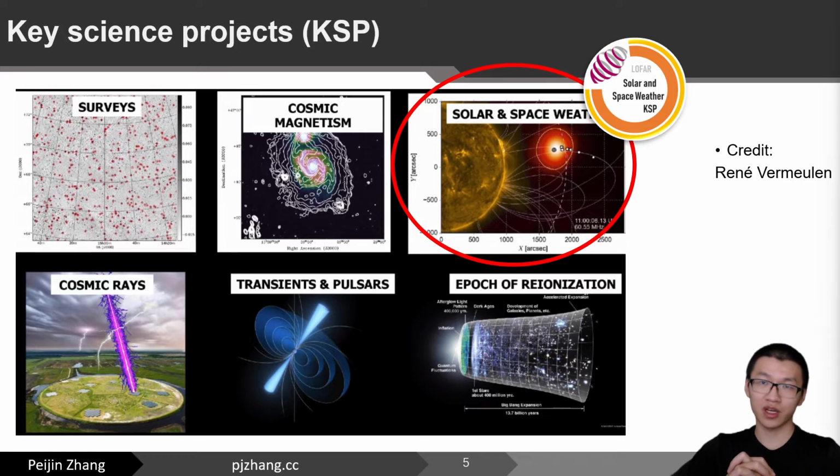And the fourth one is cosmic rays. It studies the radio signal from high energy particles. And the fifth one is transients and pulsars. It focuses on the time varying signals in the deep sky. And the last one is the epoch of reionization. It looks at the deepest part of the sky, which is the farthest place that can be reached by the radio telescope, which corresponds to a really early stage of the universe.